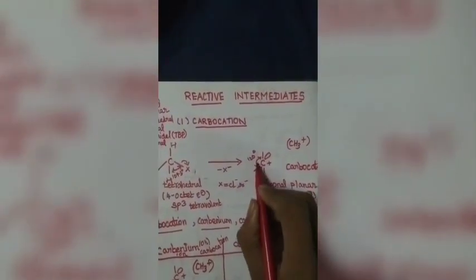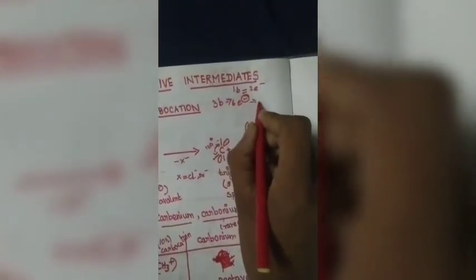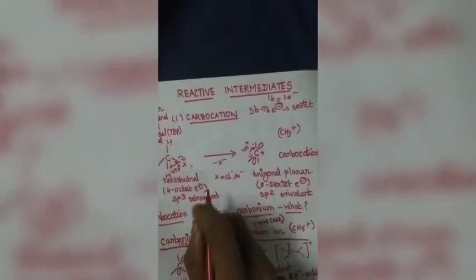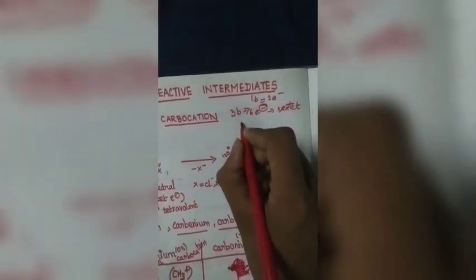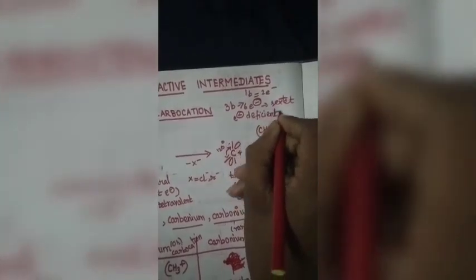Three bonds means each bond gives 2 electrons, so 3 bonds give 6 electrons. Here there are 4 bonds, so 8 electrons. 8 electrons we say is an octet. Here there are 6 electrons, so we say that is a sextet. Octet is the only correct configuration for a molecule. Here these 6 electrons are a sextet, so this is electron deficient. Carbocation is considered electron deficient since it does not follow the octet rule.